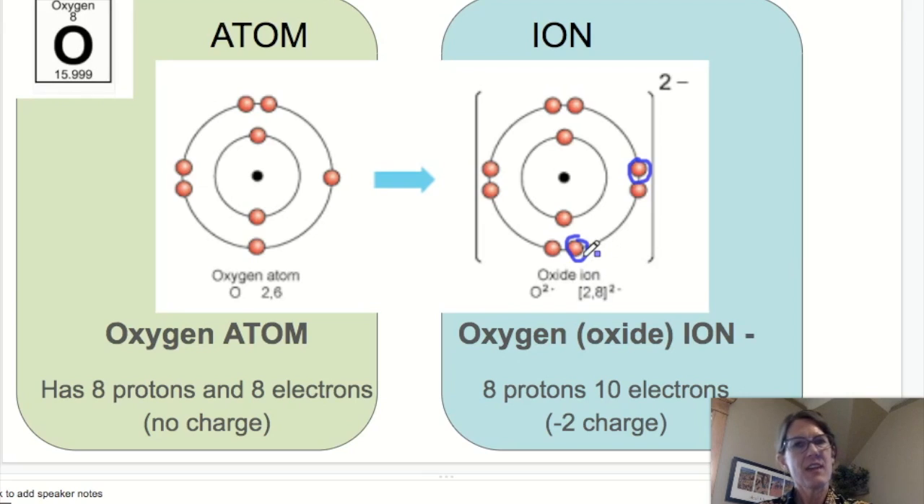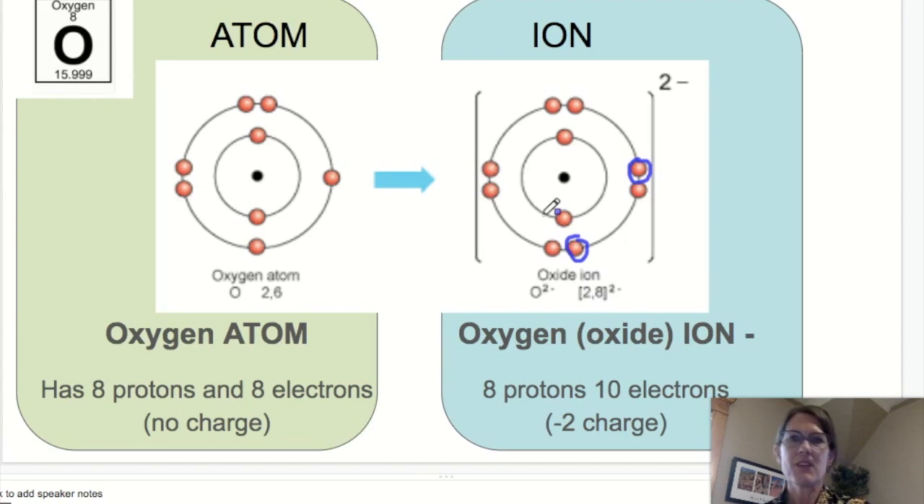So since it now has 10 electrons, 2 in the first energy level and 8 in the second, it's stable now because 8 valence electrons is stable, but now it has a charge of -2 because each of those 2 extra electrons is negative. So 2 extra electrons means -2.